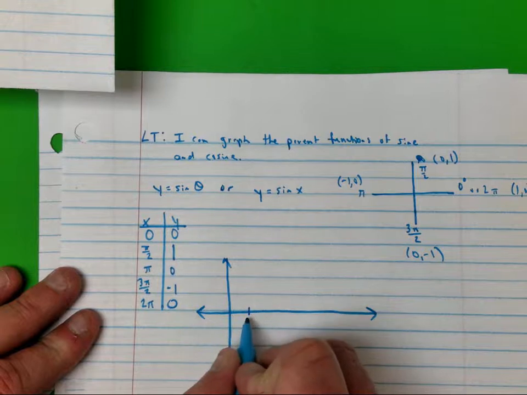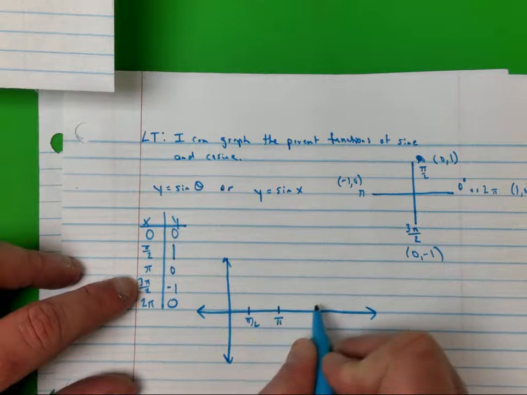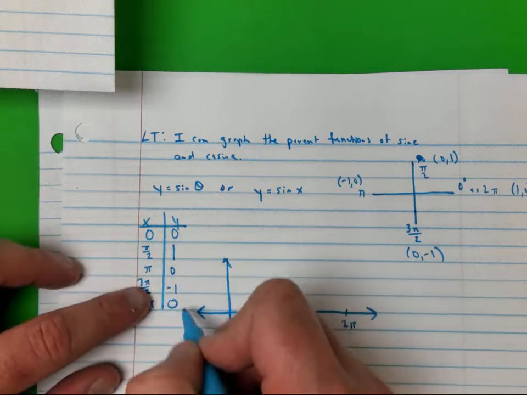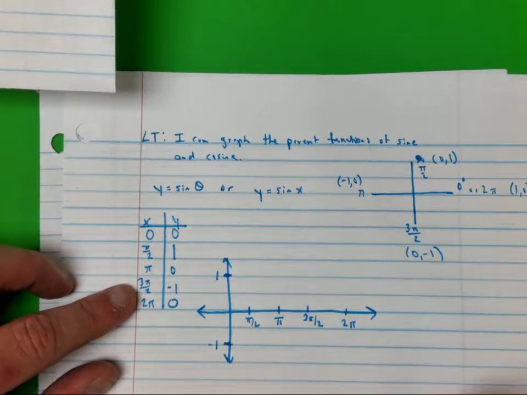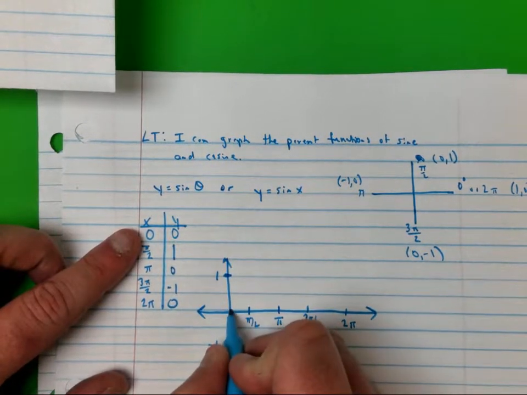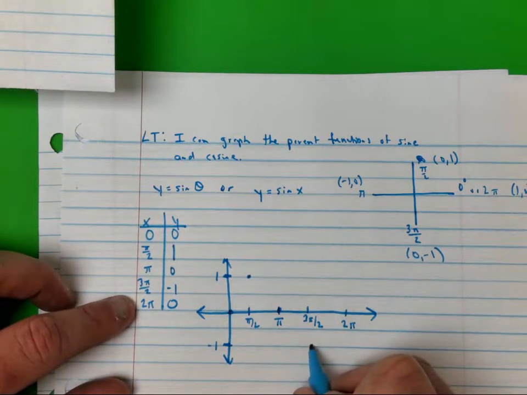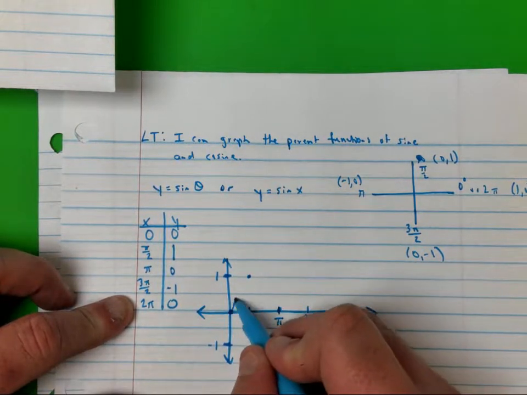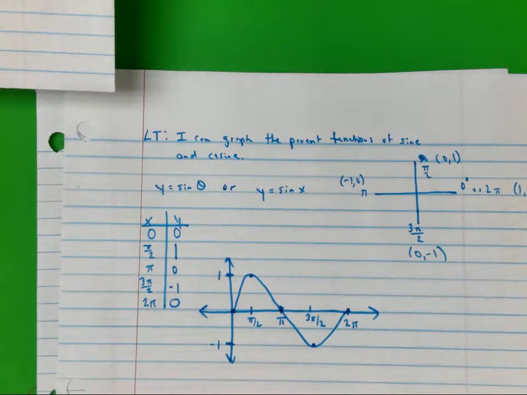Okay? These are my x-coordinates here: 0, pi over 2, pi, 3 pi over 2, and 2 pi. My highest y value is 1. The lowest is negative 1. And I'm going to graph 0, 0, pi over 2 up to 1, pi 0, 3 pi over 2 down to negative 1, and then 2 pi. And I'm going to connect the dots. That is the graph of the parent function y equals sine theta.